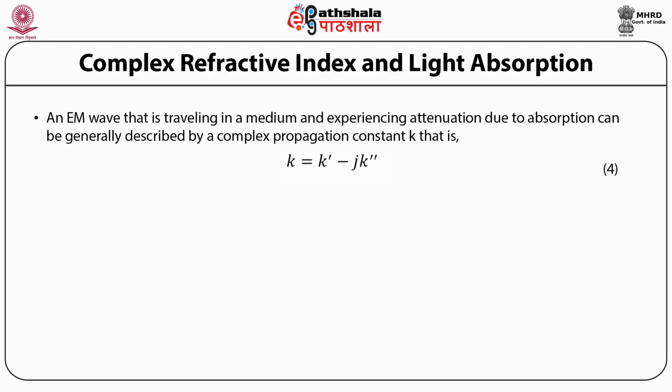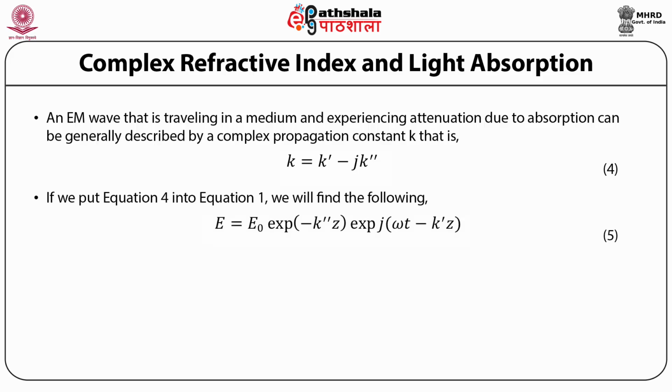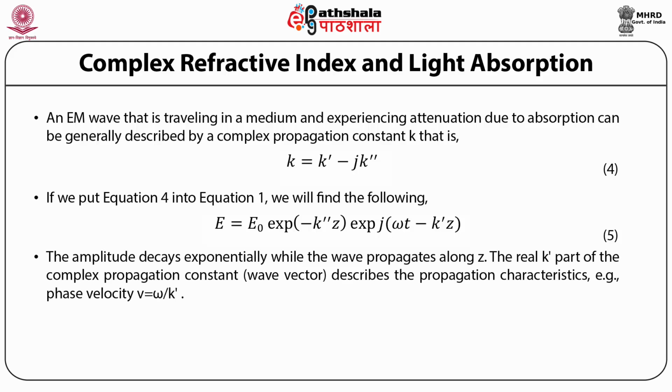Since epsilon r is a complex quantity, we should also expect to have a complex refractive index. An electromagnetic wave that is traveling in a medium and experiencing attenuation due to absorption can be generally described by a complex propagation constant k, that is k equals k prime minus j k double prime, where k prime and k double prime are the real and imaginary parts. If we put equation 4 into equation 1, we will find the following: E equals E0 into exponential of minus k double prime z into exponential of j omega t minus k prime z. The amplitude decays exponentially while the wave propagates along z.